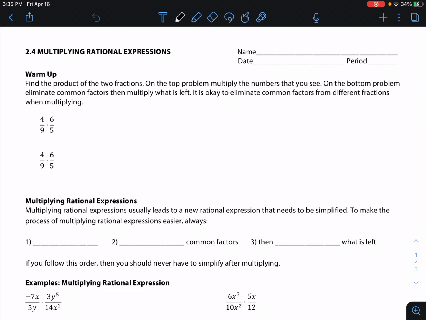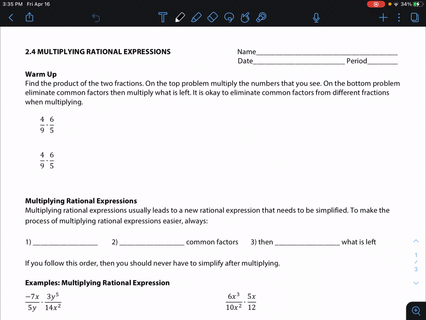And there's a really simple way to think about multiplying rational expressions. We're going to do exactly what we did in the first lesson this week on simplifying rational expressions. We're going to do it twice, and then we're going to multiply. So if you thought the last lesson was a little bit of work, wait for this one.